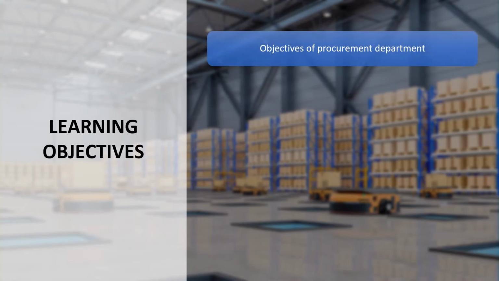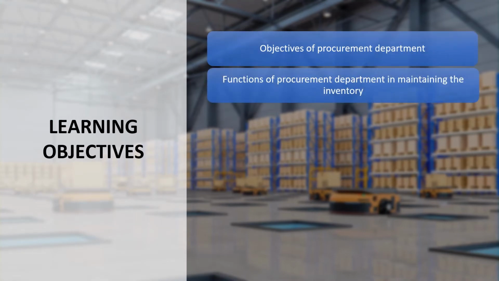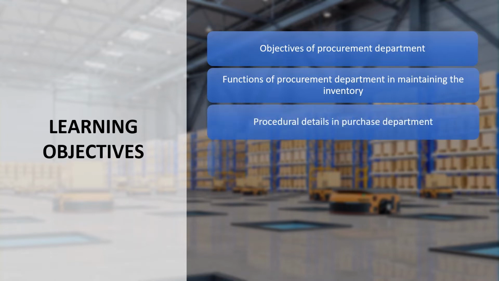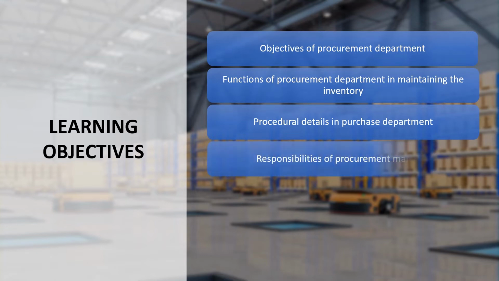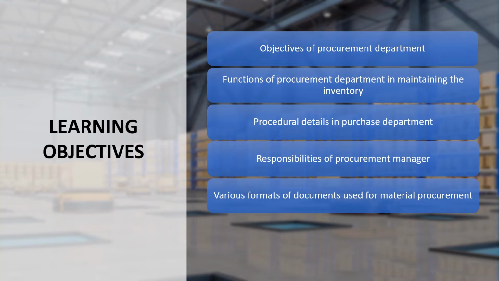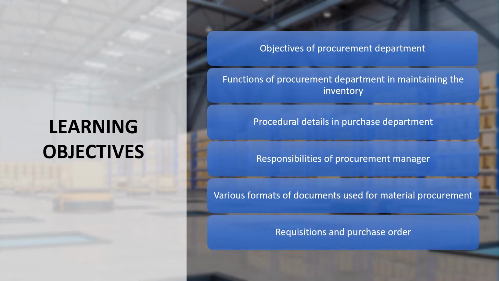Hello dear students, today I am going to explain procurement management and practices in the construction industry. In this video, you are going to learn the objectives of the procurement department, various functions of the procurement department in maintaining and controlling the inventory, procedural details in the purchasing department, responsibilities of the procurement manager, various formats of documents used for materials procurement, and the requisition as well as purchase order process.